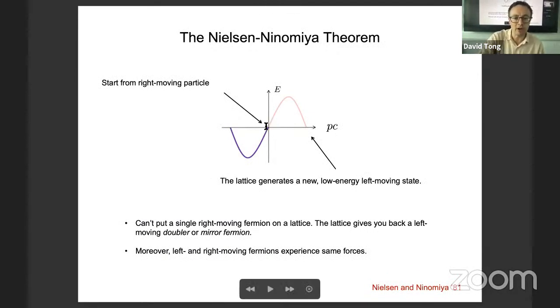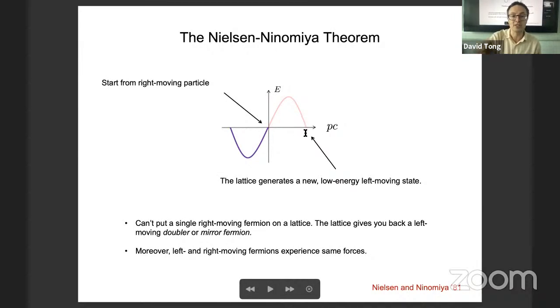What's going on here is you try to put a single right-moving fermion on the lattice. That's the modes at the origin. But the lattice rebels, and in rebelling, it generates new low energy states. Those new low energy states have very high momentum, close to the lattice cutoff. But nonetheless, they have low energies. And in quantum field theory, it's low energies that we care about, not so much low momenta. Of course, in relativistic theories, low energy and low momenta come together, but on the lattice they do not, and you get new low energy states.